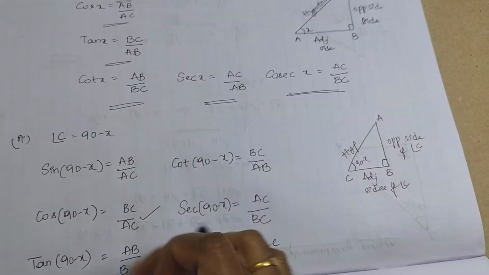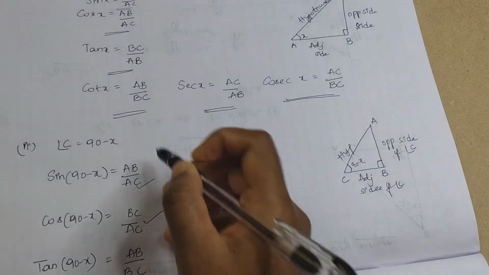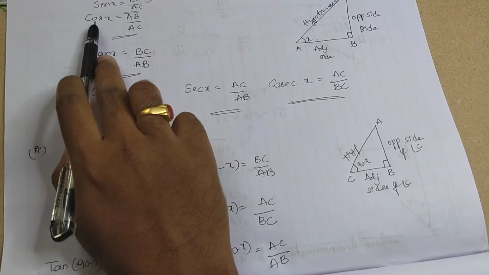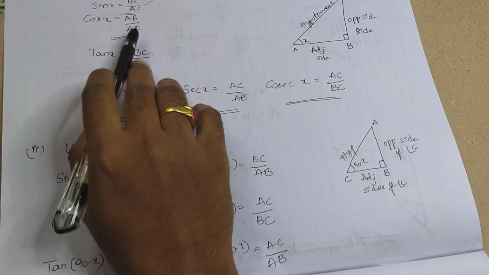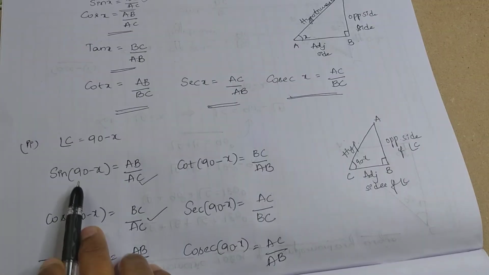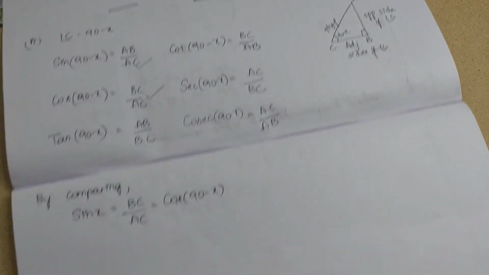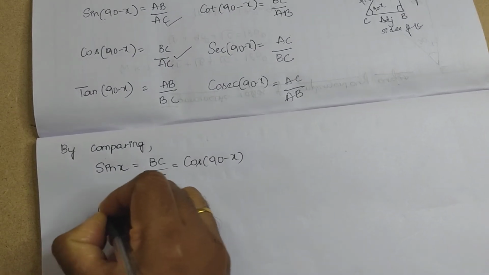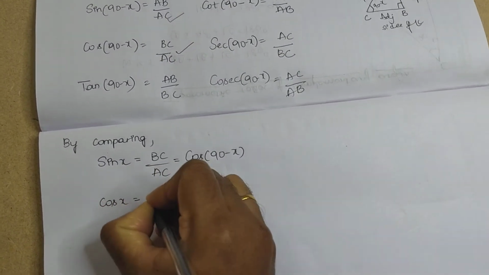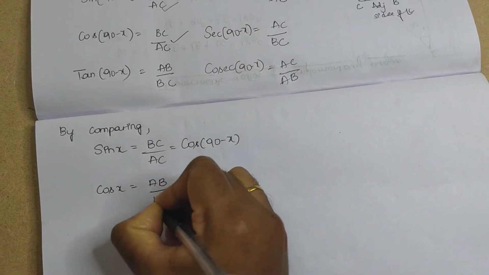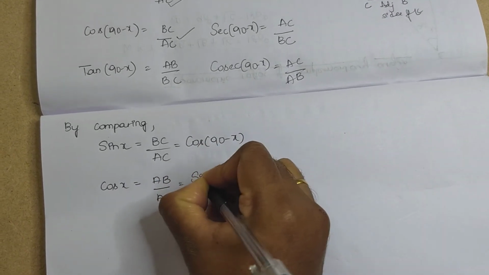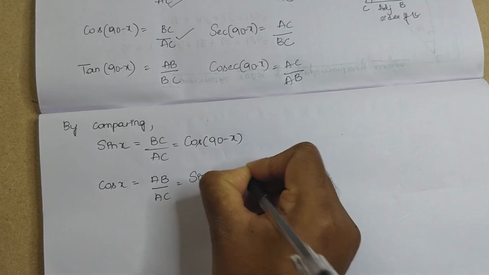Let's see where we get AB by AC here. So what can we write? Cos x equals AB by AC equals sin of 90 minus x. Let's write the same thing here. Cos x equals AB by AC equals sin of 90 minus x.